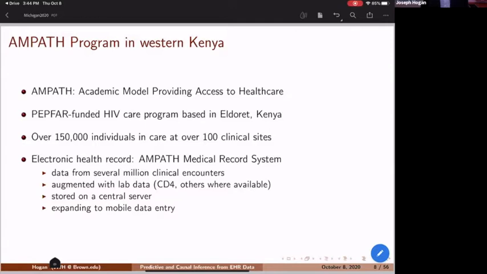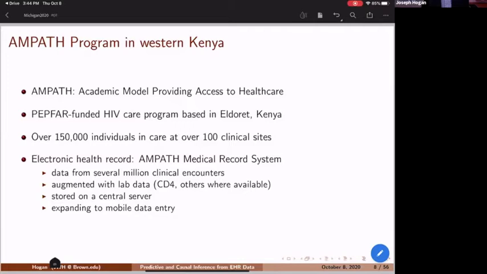For example, at the time PEPFAR was implemented, the HIV prevalence in places like Botswana was approaching 30%. PEPFAR has actually made a significant dent, not more than a dent, really. It has literally bent the HIV curve globally. In Kenya, where HIV prevalence was hovering in the 15% neighborhood, it's now well under 10% and continues to drop. In the PEPFAR program that I'm affiliated with, they maintain an electronic health record that has data from by now several million clinical encounters.